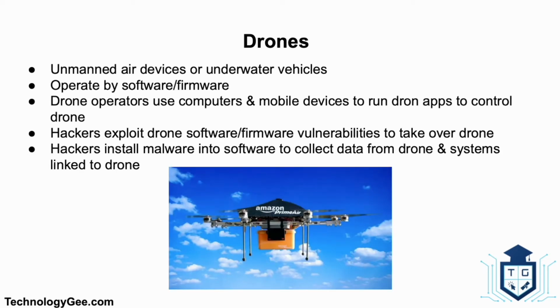Next, we have drones. So drones, these are unmanned air devices or underwater vehicles that can use embedded computer platforms. Drones operate by using software or firmware, and drone operators use computers and mobile devices to run drone applications that control the drones. Drones communicate via wireless connections to ground stations and operators, and hackers are already exploiting drone software and firmware vulnerabilities to take over drones to gain access to connected systems and networks.